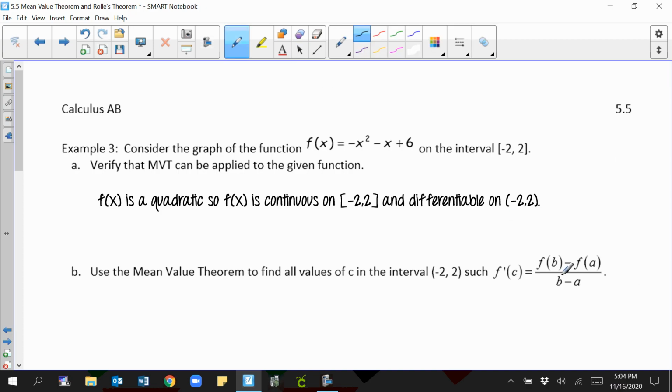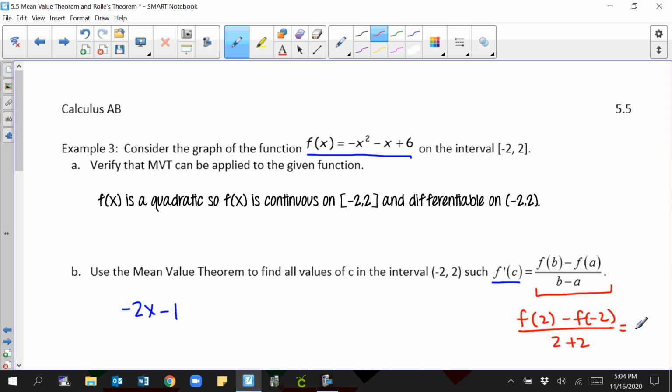So I'm going to go ahead and take my derivative for this side right here. So my derivative would be negative 2x minus 1 based off of this function right here. And then for the other side, I need to figure out what f of 2 minus f of negative 2 over 2 minus the negative 2 is. So I know the bottom's 4. Let's see what f of 2 is. And let's see what f of negative 2 is.